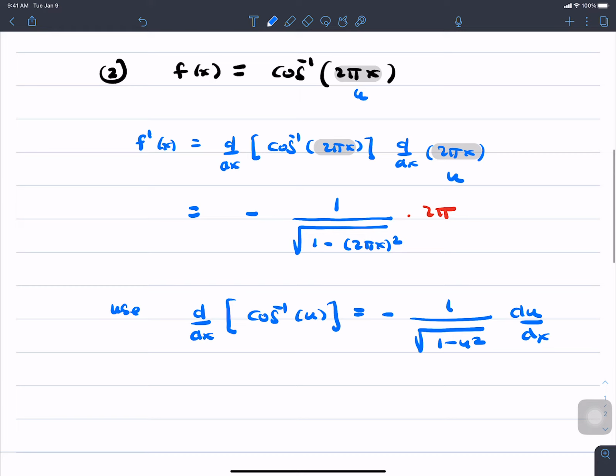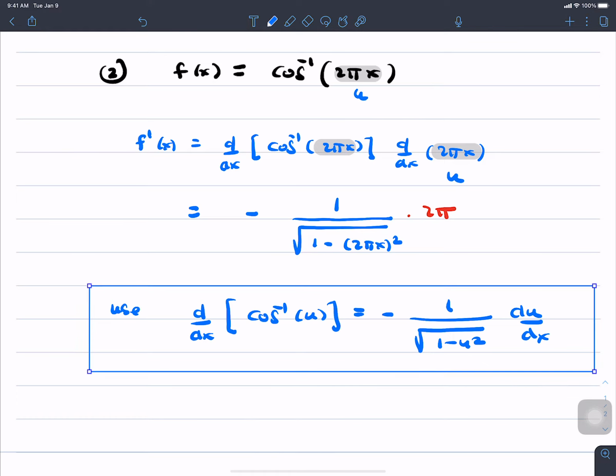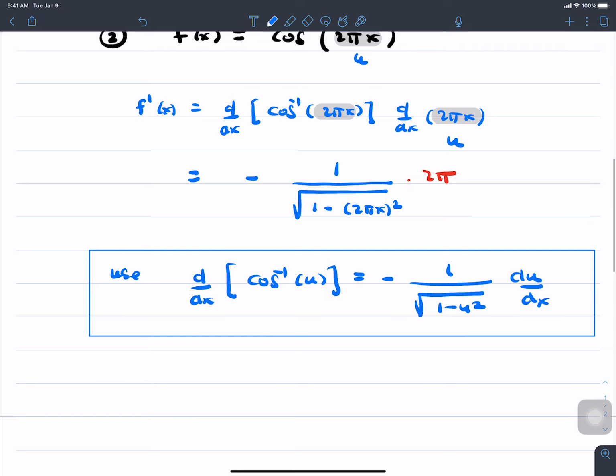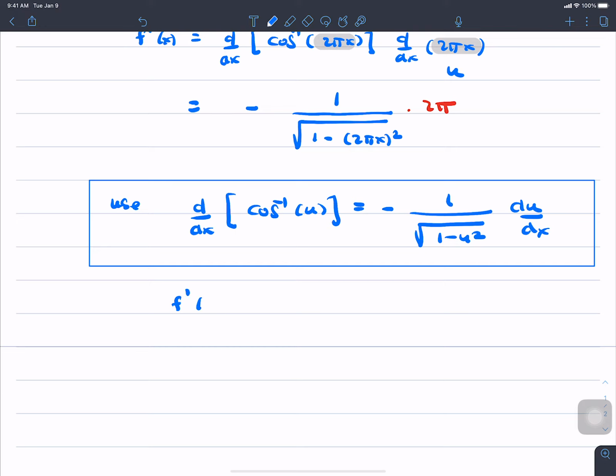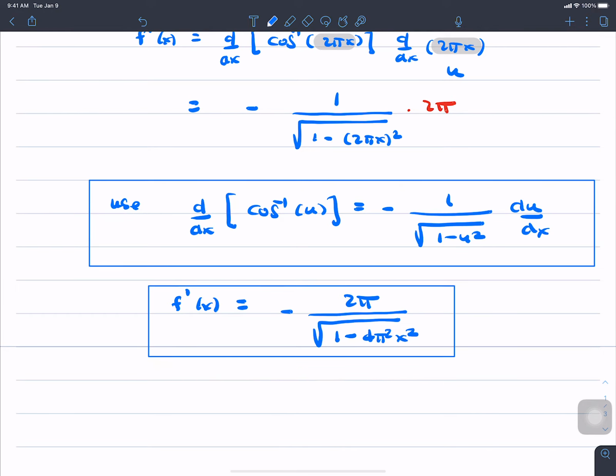So, ladies and gentlemen, this is here an example of what you are using. So I guess we'll put that in a box. And it's an example of what we just used up here. But notice again, we have to finish the algebra. So you can call this f prime x, and that will equal minus 2 pi over square root 1 minus 4 pi squared x squared. Because you want to square that 2 pi x.